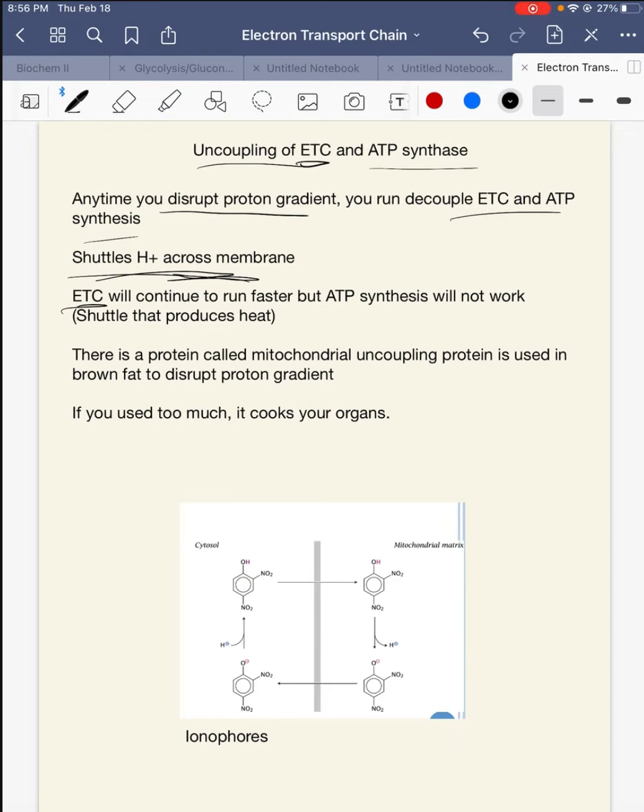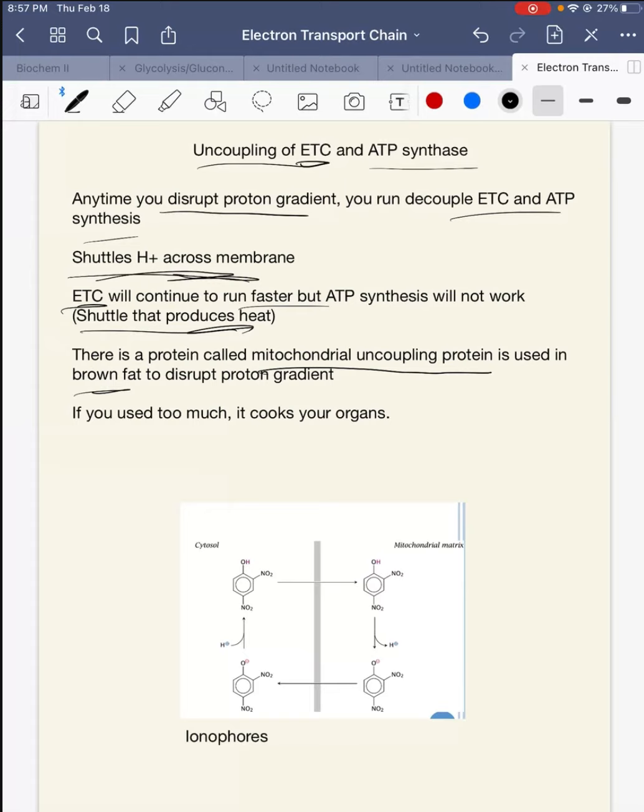So it will try to run faster, and what it does is it will produce a lot of heat because it's running really fast, but we're not making the proton gradient that we need to generate enough ATP. So what this does is it creates a lot of heat. There's a tissue called brown fat, and what brown fat has is a protein called mitochondrial uncoupling protein, and what this does is it uncouples the gradient, and it allows the person who has the brown fat tissue to start burning fat, or produce a lot of heat and burn fat.